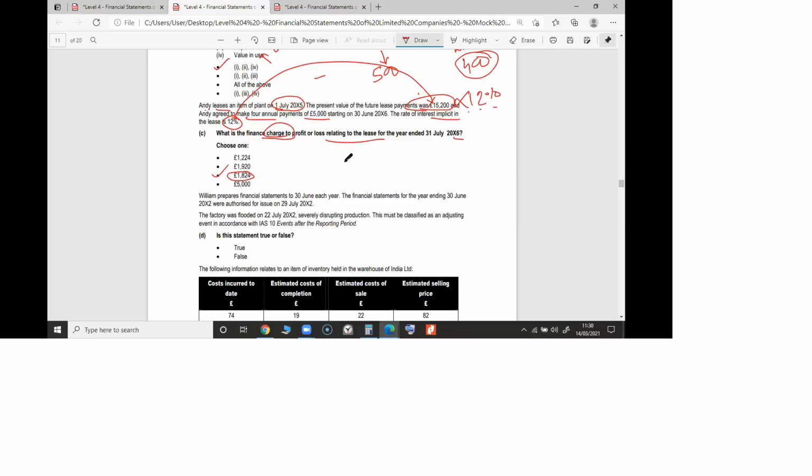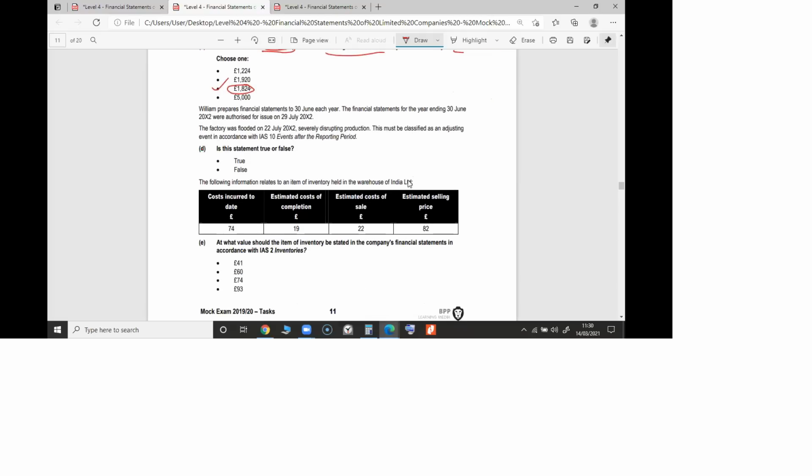People, make sure you revise these very well and do these questions one more time, then you can master yourself. For D, reading this one: William prepares financial statements 30th June each year. The financial statements for the year ended 30th June 2012 were authorized, okay, 30th June, authorized and issued in July. The factory was flooded on July 22nd. Was it on 30th of June? Answer is no, it was after. I hope you know the answer. Severely disrupted production. Severely means it's definitely heavy, so at least a note is required. This must be classified as an adjusting event.